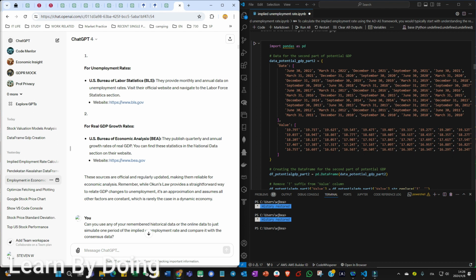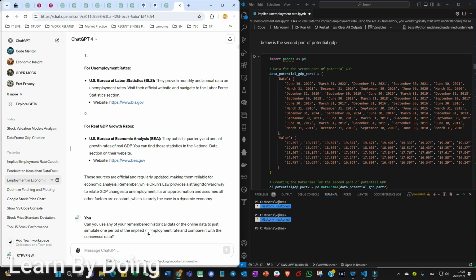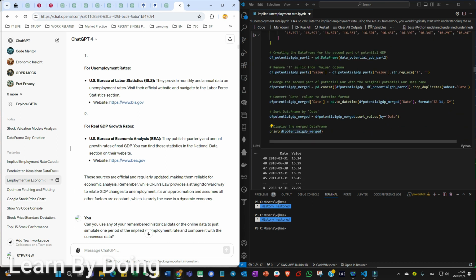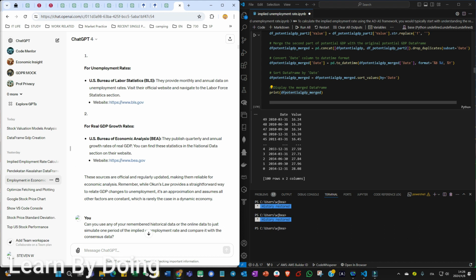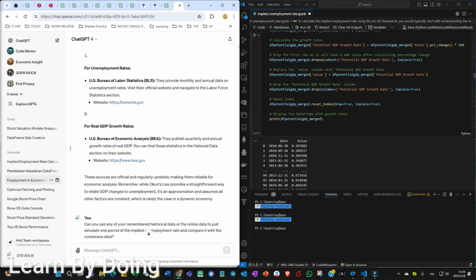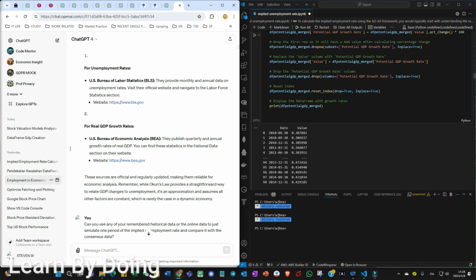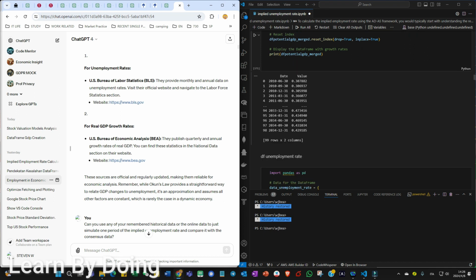This is the second part of it, because it's a very long data frame. I copied it twice. Then I use part 1 to merge with this part 2. And then change it to, I think this is a percentage change. Let me see. Yeah, until here, this is actually the percentage change.